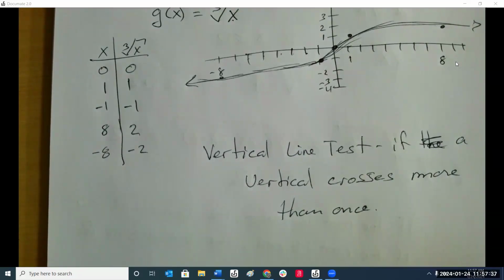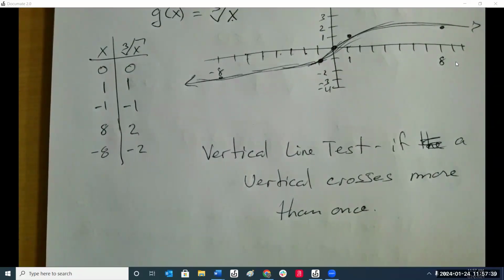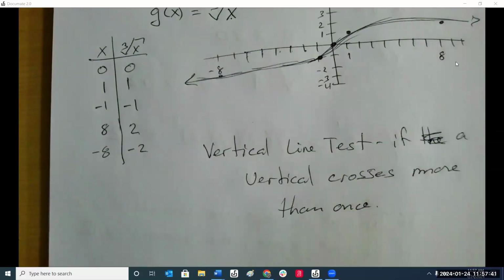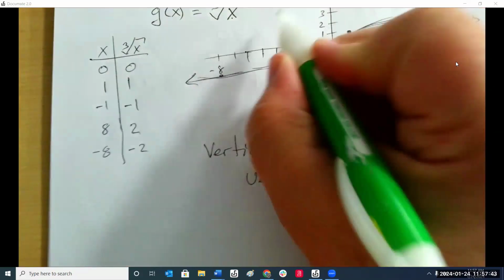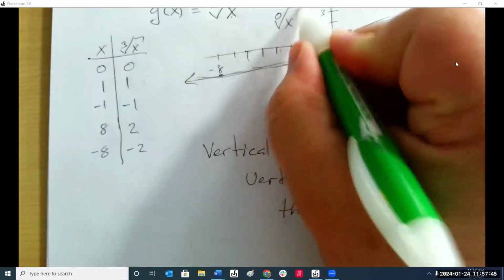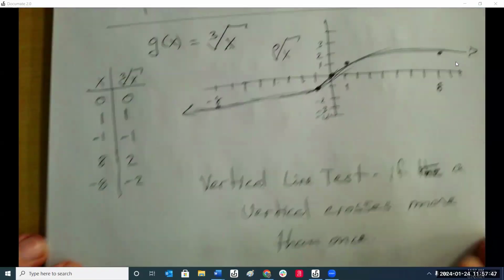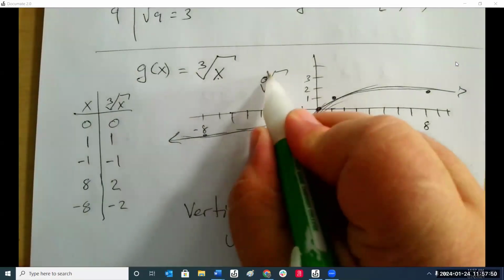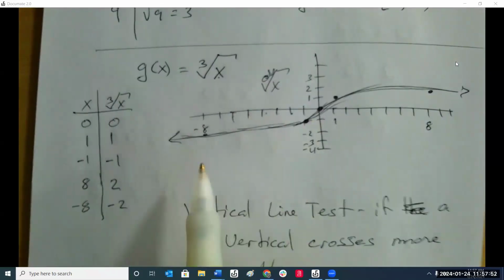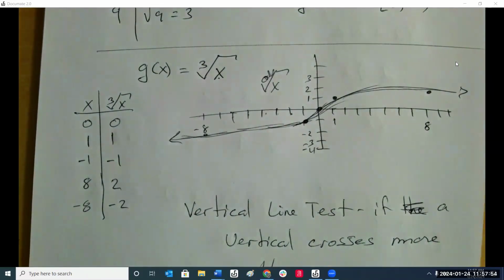We looked at square roots and cube roots. But again, this is for any odd root. The graph is the same for any odd root. The fifth root, the seventh root, the ninth root, it all has the same basic shape.